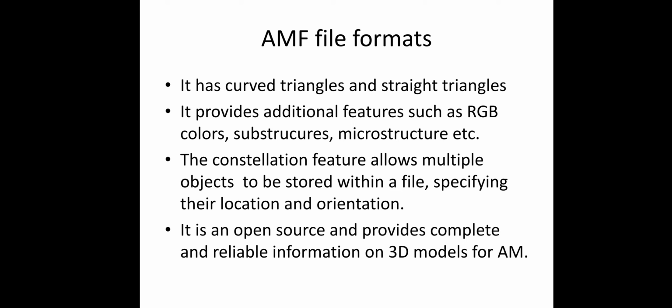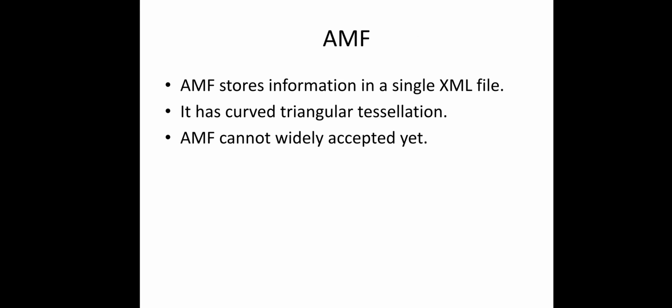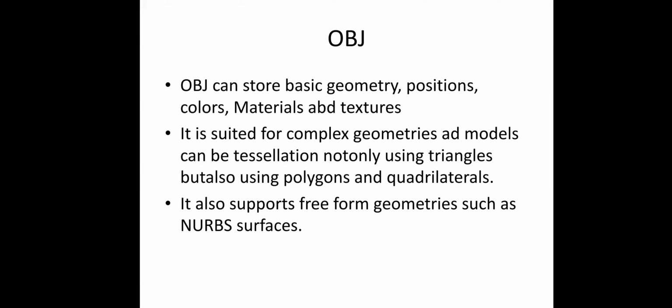It provides additional features such as RGB colors, substructures, microstructures, etc. The constellation feature allows multiple objects to be stored within a file, specifying their location and orientation. It is open source and provides complete and reliable information on 3D models for additive manufacturing. Additive manufacturing requires only 3D models, and the AMF file format supports additive manufacturing. AMF stores information in a single XML file. It has curved triangular tessellation. AMF is not widely accepted yet, even though it was developed.